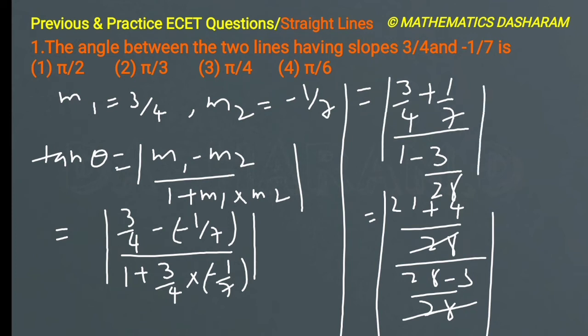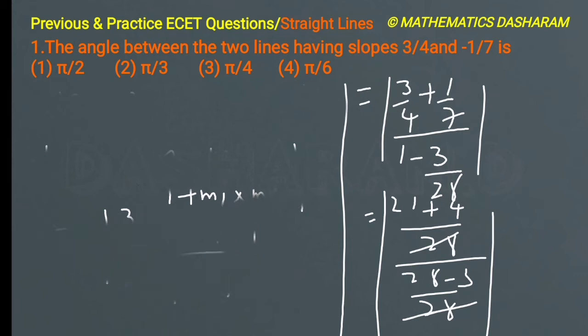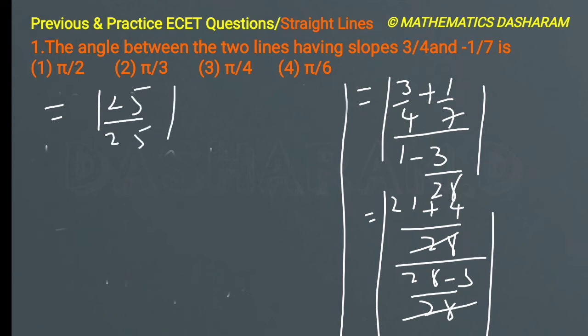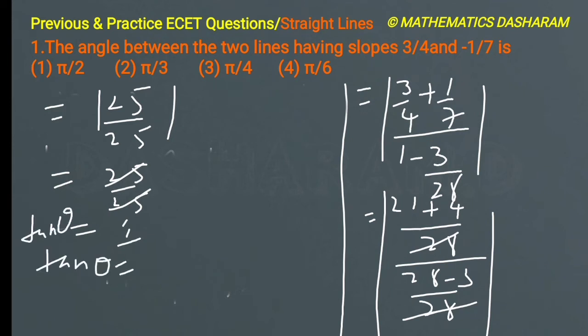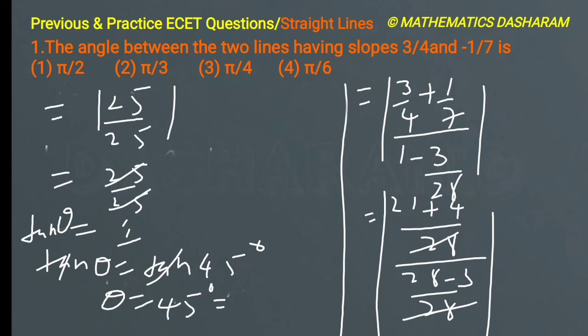So next, 21 plus 4 is 25 divided by 28 minus 3, which is also 25. So now we can remove the mod. 25 cancels 25. So then tan theta equals 1, but 1 can be written as tan 45 degrees. So then tan cancels, theta equals 45 degrees. So 45 degrees means pi by 4. So option 3 is correct.